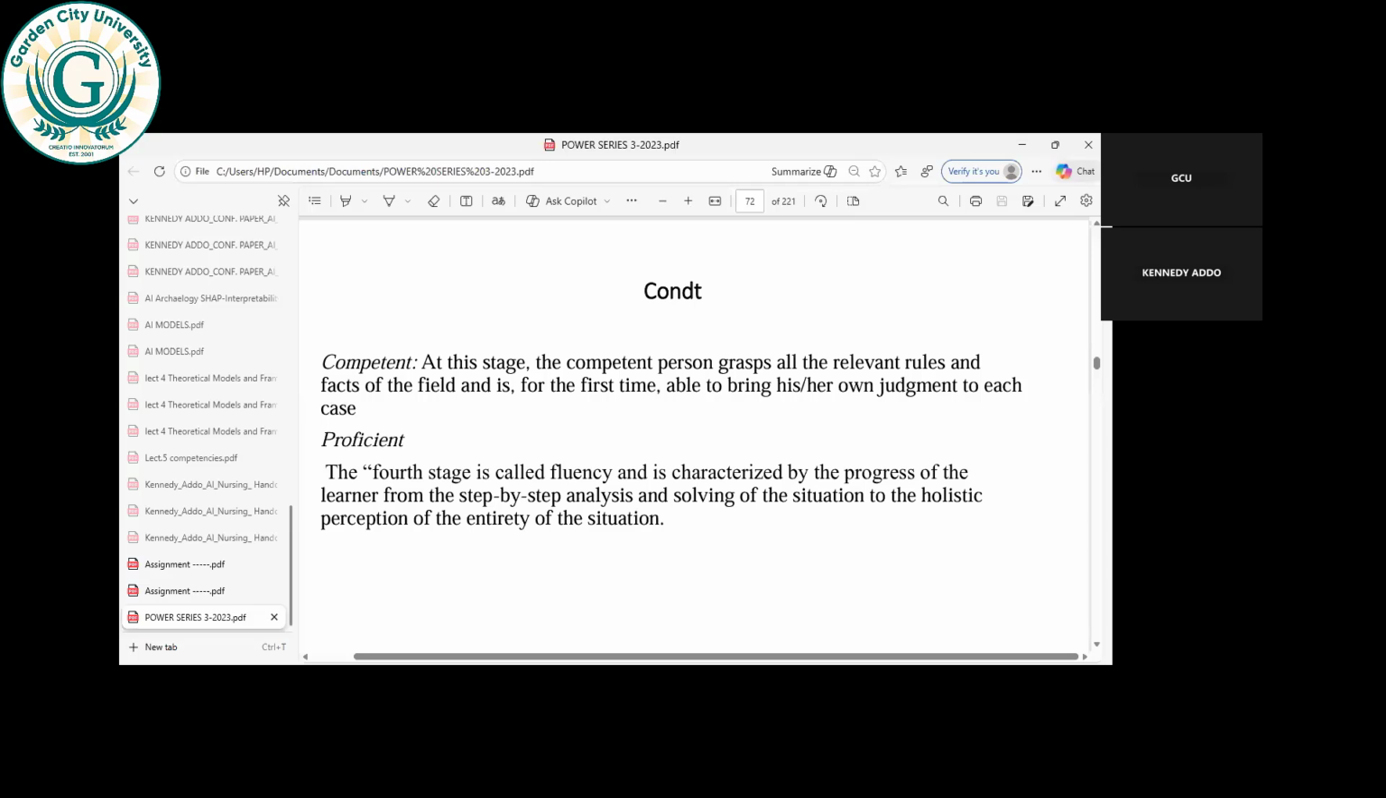Then competent. At this stage, the competent person grasps all the relevant rules and facts of the field and is for the first time able to bring his or her own judgment to each case. So unlike the novice and advanced beginner, a competent nurse or a competent user of an information system grasps all the rules of engagement or all the facts of the field, and is able to bring his or her intuition or understanding to bear on the system the person works with. And that is what a competent user of an information system is.